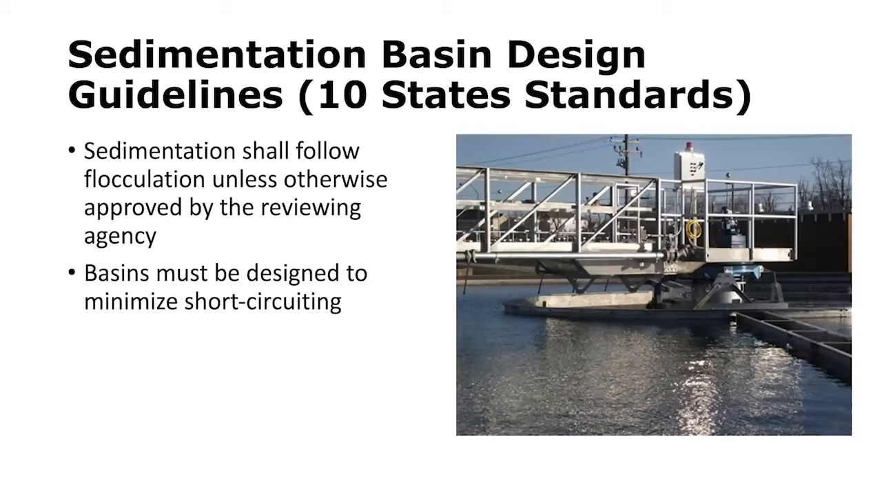Here are some other guidelines. The sedimentation process should follow flocculation immediately unless there's otherwise approval from the reviewing agency. The basins must be designed to minimize short circuiting. So again, we're trying to approximate those plug flow conditions and avoid the water short circuiting from the inlet to the outlet. One of the ways we do that is by using orifices at the inlet to distribute the flow evenly throughout the entire area of the inlet, as opposed to having a single pipe at the inlet that's just going to disperse the water at a single point, which would encourage it to take a short circuit route from the inlet to the outlet.